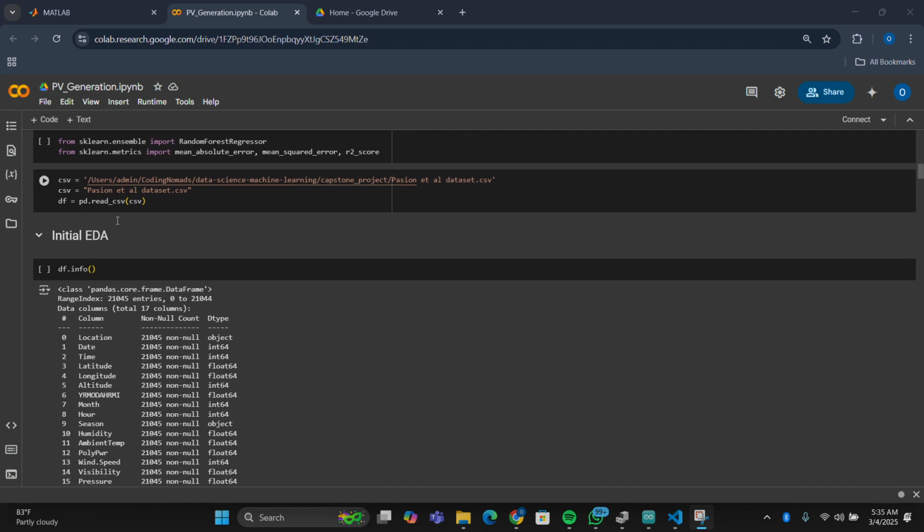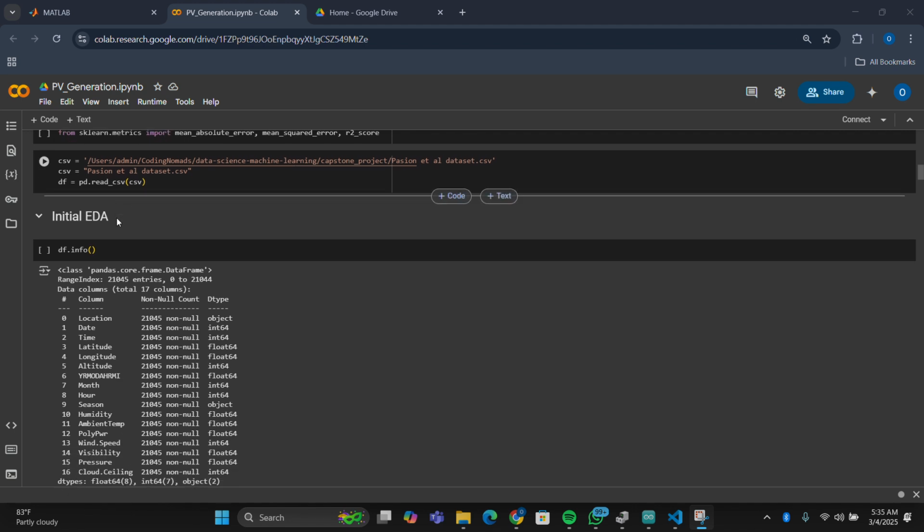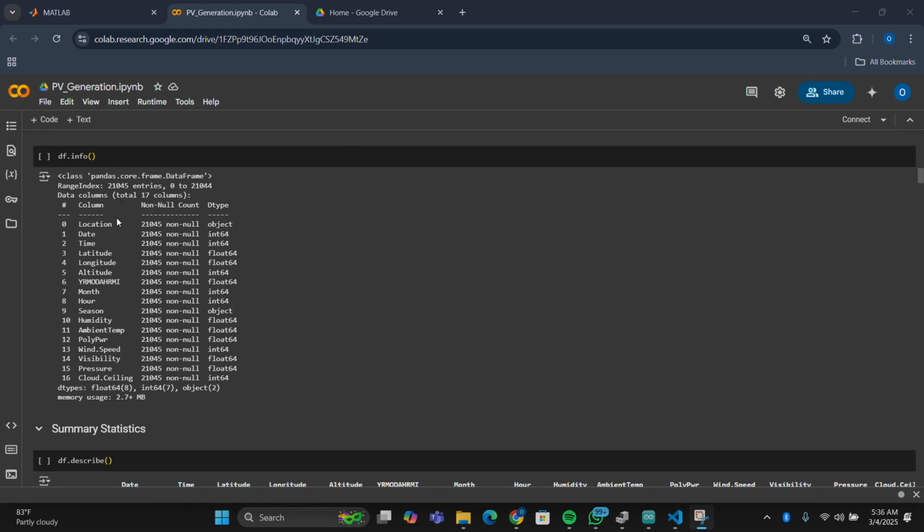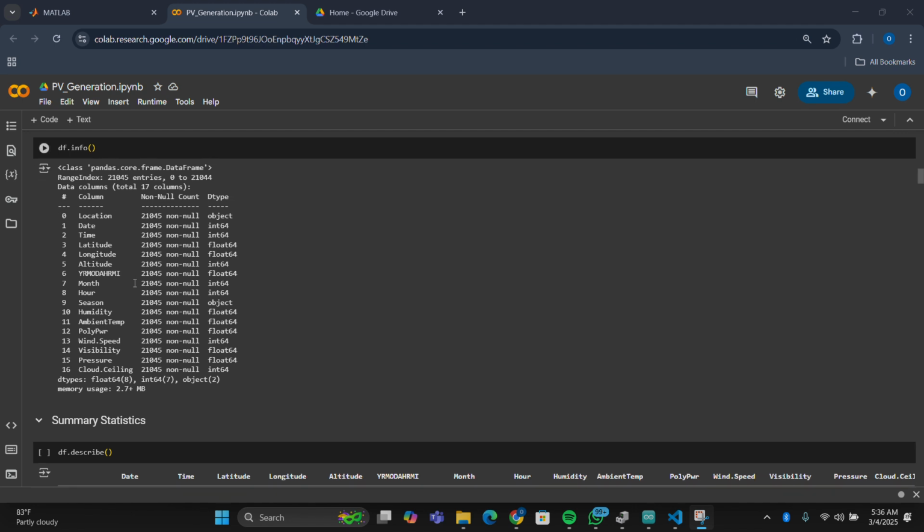Then we did a bit of exploratory data analysis to understand what the data contains in terms of building a model. The major features of the data were the longitude and latitude, which are things we don't want the model to be very dependent on, and things like cloud cover and pressure. So geological data, temporal data, and historical data were included in this data.